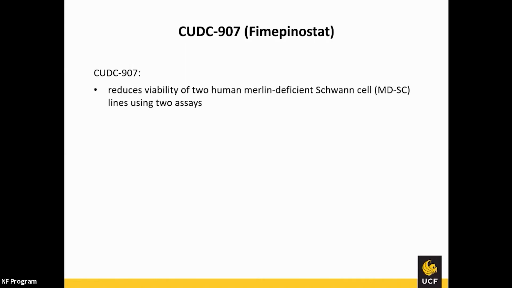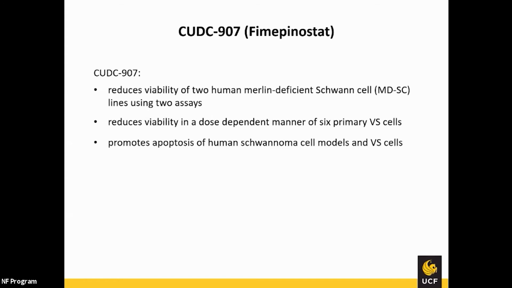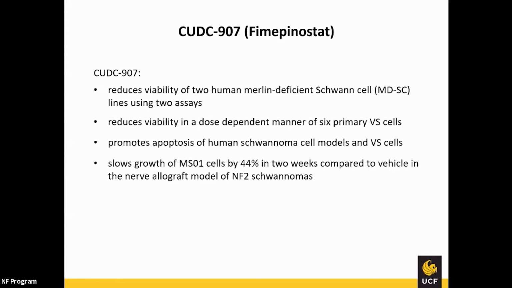I will present unpublished results from our lab and Dr. Din's at the University of Miami that demonstrate CUDC-907 reduces viability of 2 human Merlin-deficient Schwann cell lines, reduces viability of 6 primary vestibular schwannoma cells in a dose-dependent manner, promotes apoptosis of human schwannoma cell models and primary vestibular schwannoma cells, and lastly slows growth of MSO1 cells by 44% compared to vehicle within 2 weeks in the mouse nerve allograft model.